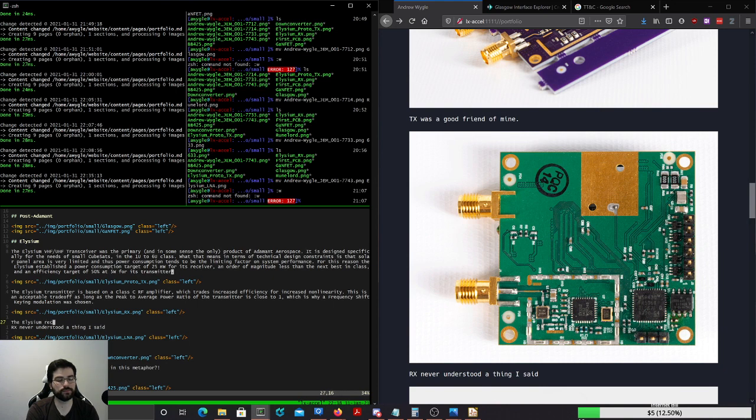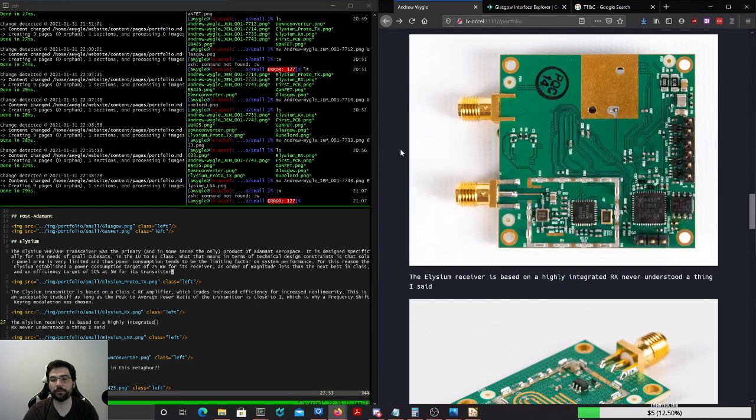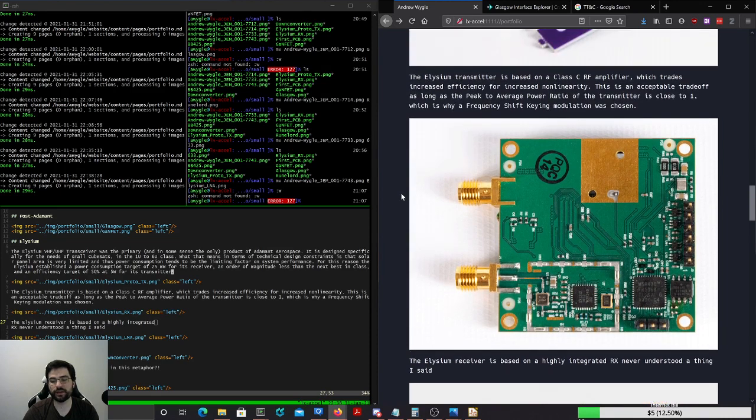The Elysium receiver is based on a highly integrated price point optimization. Yeah, exactly. It's like it is terrible, and also consumers ultimately drive a lot of that terribleness. I don't know. It's tricky, but I guess at enterprise it's a little bit different.